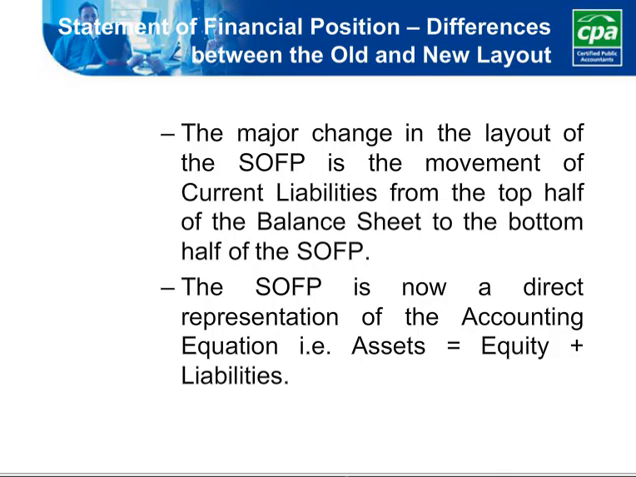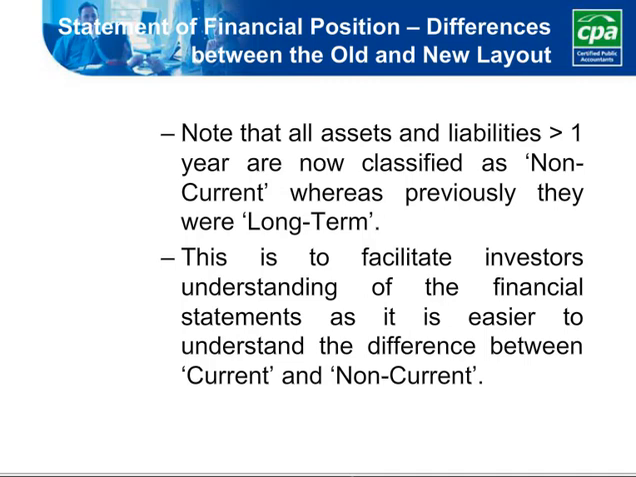So as we can see now, our statement of financial position is now a direct representation of the accounting equation, i.e. assets equal equity plus liabilities. Note also that all assets and liabilities are now classified as current or non-current. So current being less than 1 year, non-current being greater than 1 year. This is to facilitate investors' understanding of the financial statements, as the IASB felt it was easy for them to understand the difference between current and non-current.